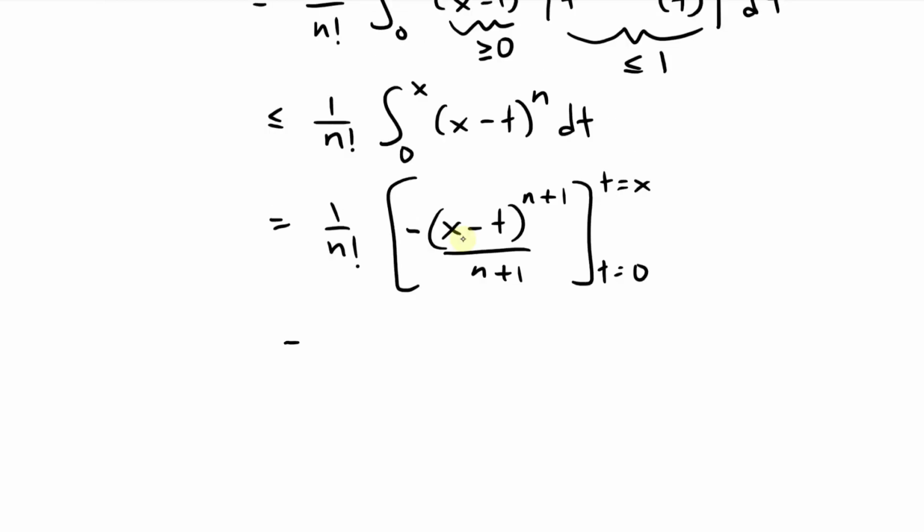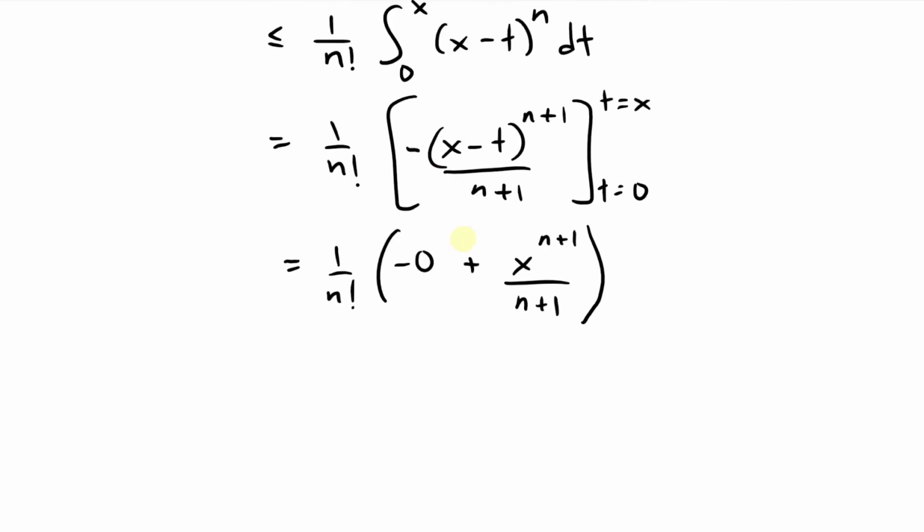Now this equals 1 over n factorial. Plug in x, and this goes to 0. So this is going to be negative 0. And then minus a negative is going to be positive. Then just plug in 0 inside, and we're going to have x minus 0, that's just x to the power of n plus 1 over n plus 1. Yeah, so we have this.